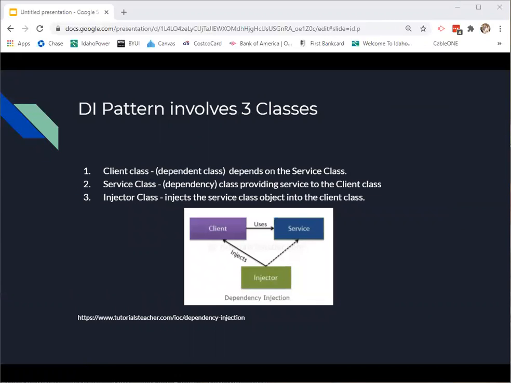The dependency injection pattern involves three different classes. First is the client class, which depends on a service class for some functionality. Second is the service class, which provides a service to the client class. Third is the injector class. The injector class injects the service class into the client class. From the illustration, we see that the injector class creates an instance of the service class, then injects that object into the client object.